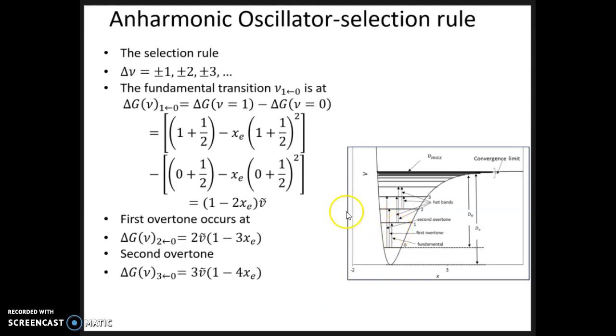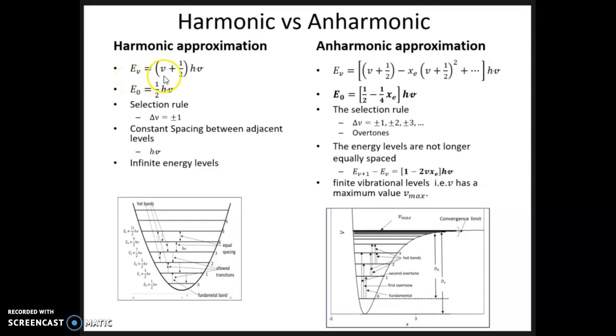So let's look at the differences between harmonic and anharmonic oscillation. The energy level in the harmonic approximation is (v plus half) hν. So we're back to joules now. In the anharmonic approximation, we have anharmonic constants multiplied by (v plus half) squared, and we have other terms in the series, which is often truncated at the second term. The zero point energy for the harmonic approximation is half hν. Here it's (half minus one quarter xe) times hν. The selection rule only allows plus or minus 1 for the harmonic approximation. Here the selection rule allows for overtones. So here we have fundamental and hot bands, and here we have fundamental, overtones and hot bands.